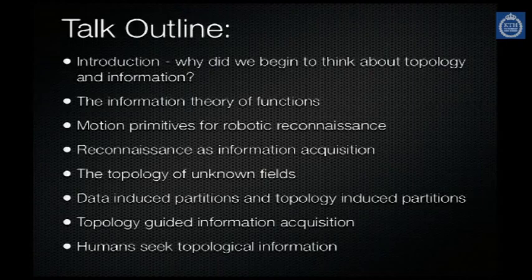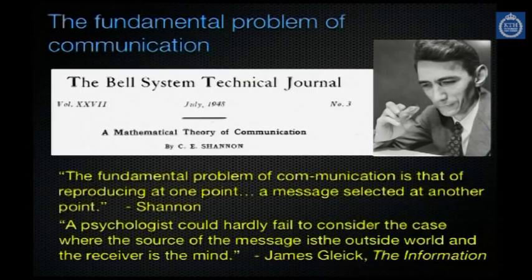I'm going to talk about information in the specific context of reconnaissance, I'll talk about the topology of unknown fields, and I will conclude, if there's time, telling you about some experiments that we've done in the lab with humans guiding robotic exploration and what we have learned about human biases in terms of the kinds of features that they look for and the efficiency with which they go about looking for these in exploring unknown fields.